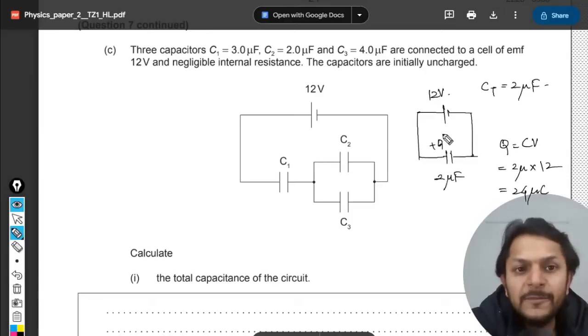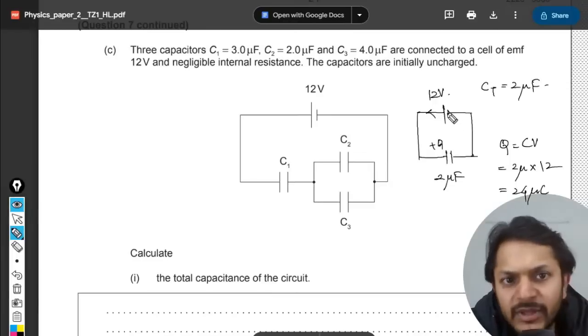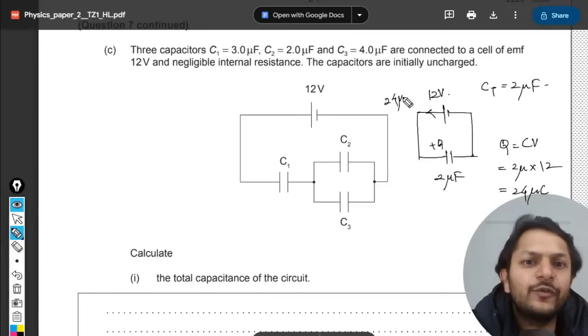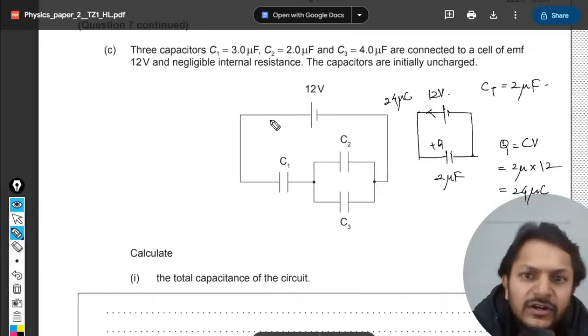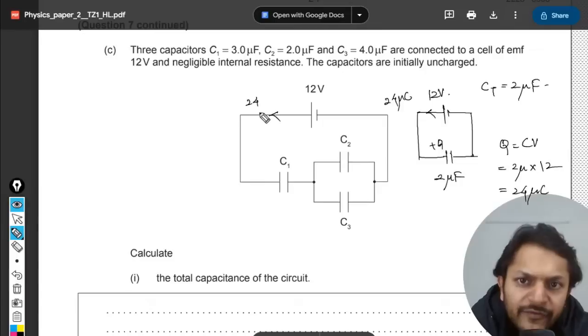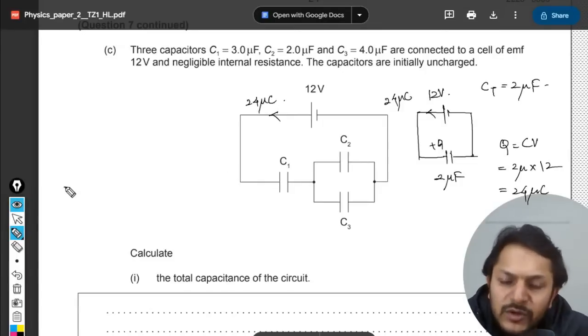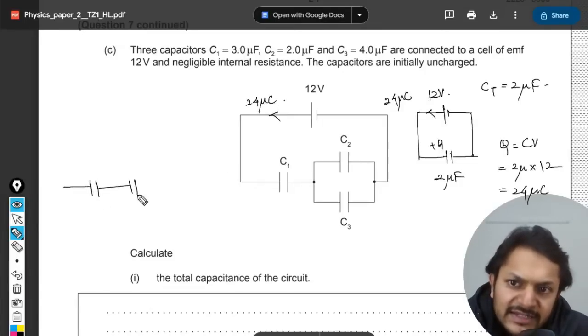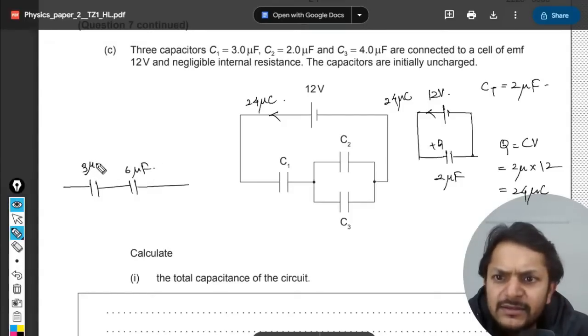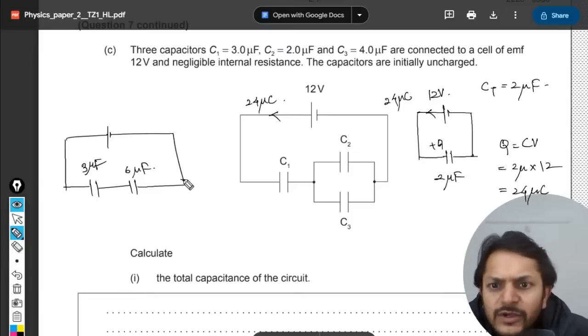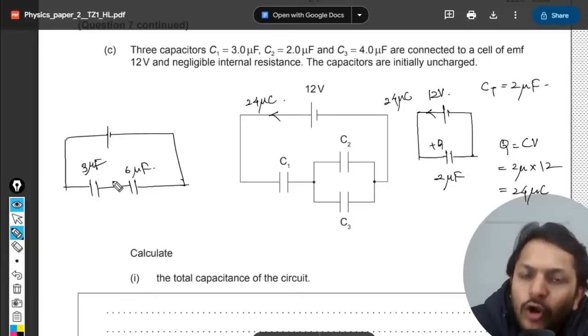I will show you why. So the total charge which is coming from the battery is 24 microcoulomb. This we have found here. So this is the charge which is coming from here. Now the principle of series combination. Now what was the series combination? This and this. I remember this was 6 microfarad and this is 3 microfarad. This was the intermediate circuit that we drew earlier.